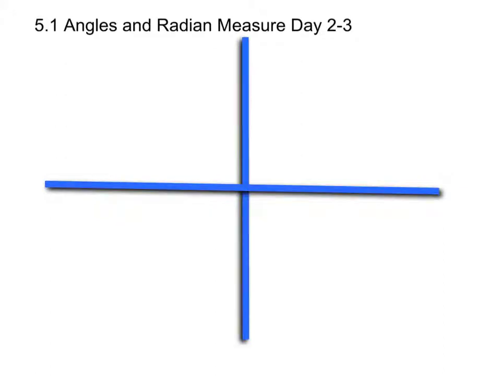Welcome. Today we are doing angles and radian measure day 2 and 3. And we're going to start off with what we call the unit circle, which will show us the degree and radian measures of angles that you would commonly see in trigonometry. So I'm going to show you how to draw each angle in standard position.